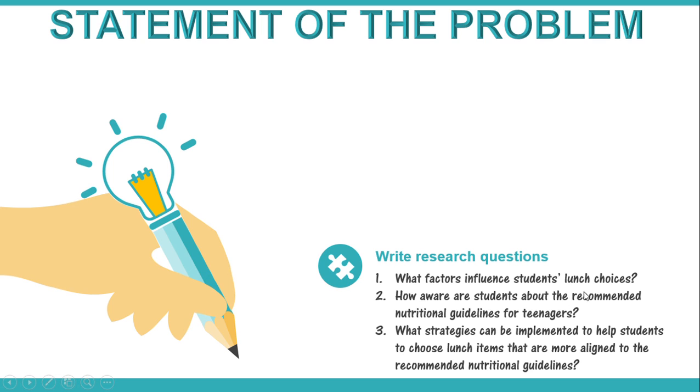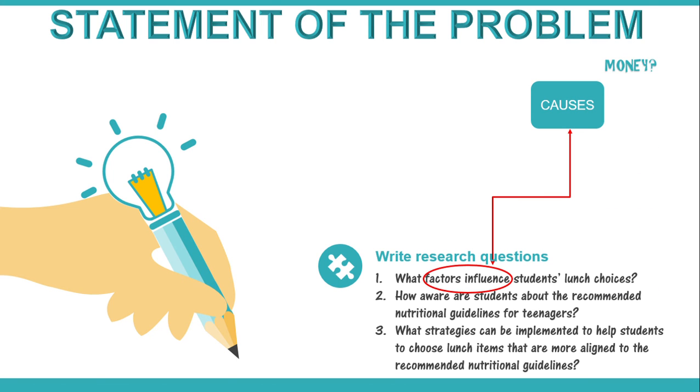So the first one, causes. What would be the factors influencing the lunch choices? Is it money? Are students able to afford the lunch items that are available at the canteen? Second, the variety. Does the canteen have a wide enough variety for students to choose from? Third, trending. Are the students just eating or purchasing what is trending? Chicken and fries, nuggets and fries, whatever is popular at the time.